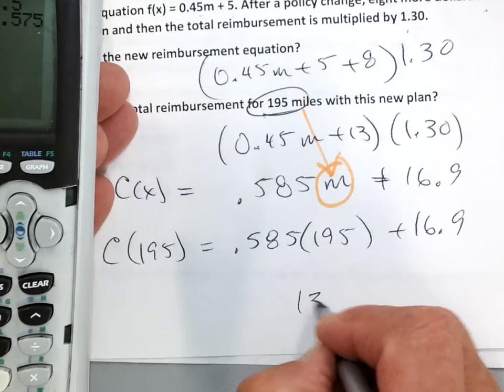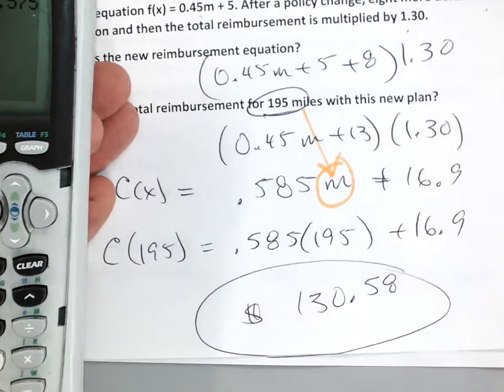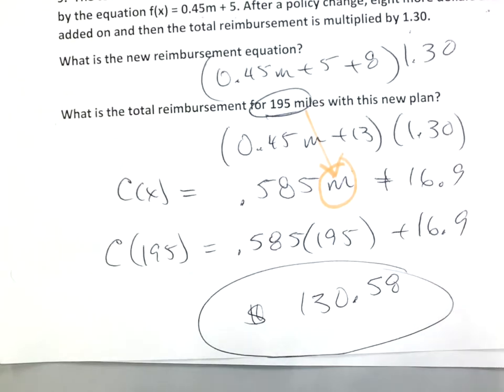So it's going to be $130 and about 58 cents is what it's going to cost me. Okay, that's what I have. Good luck tomorrow and Thursday.